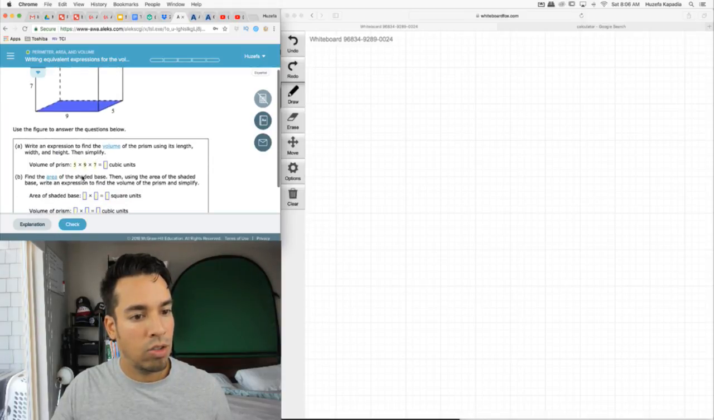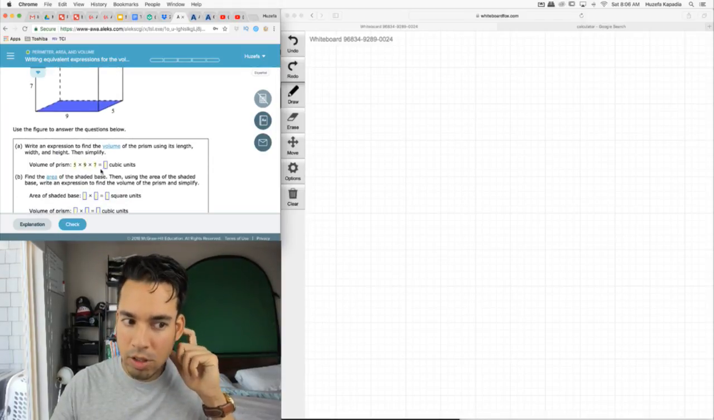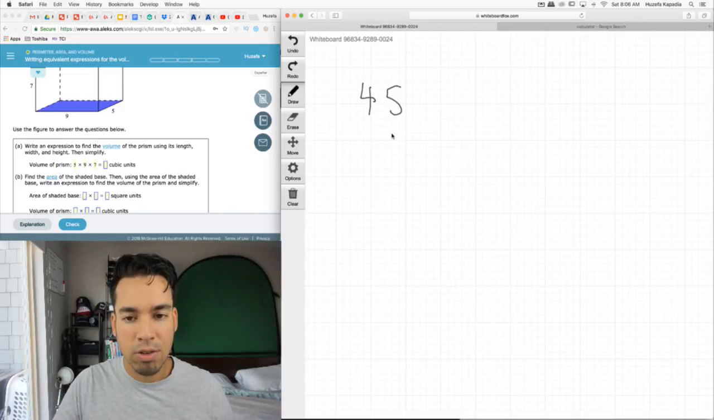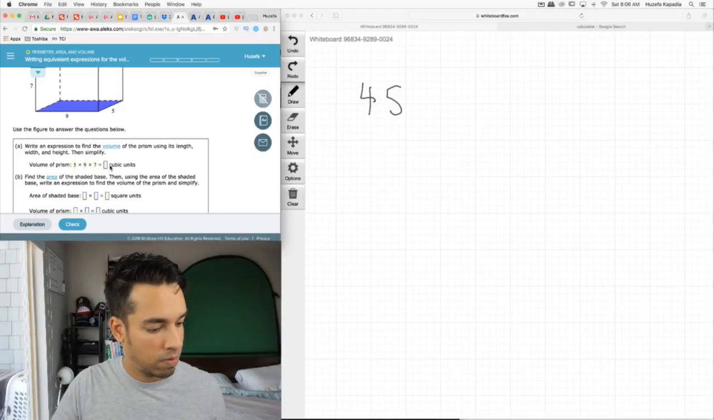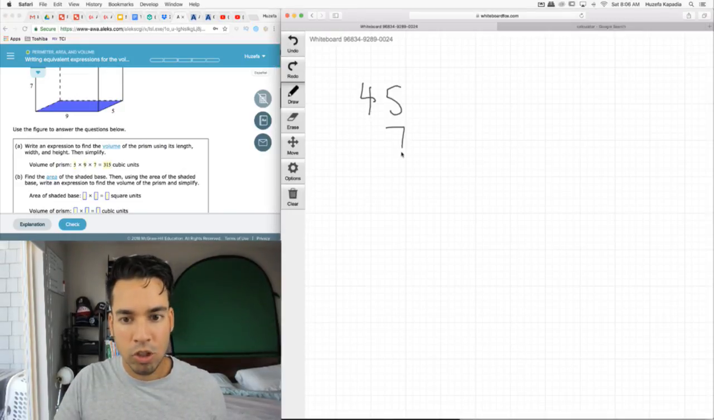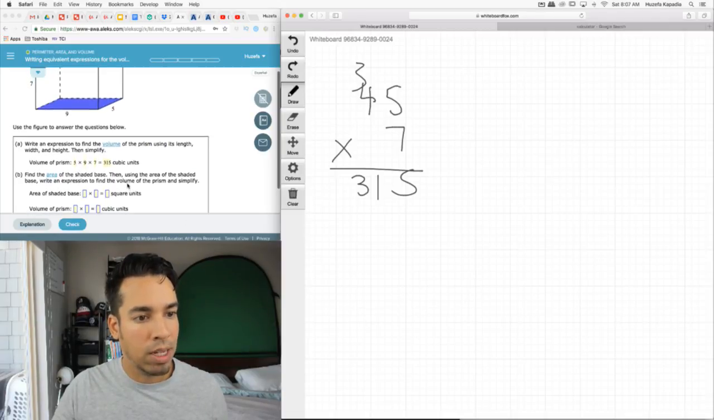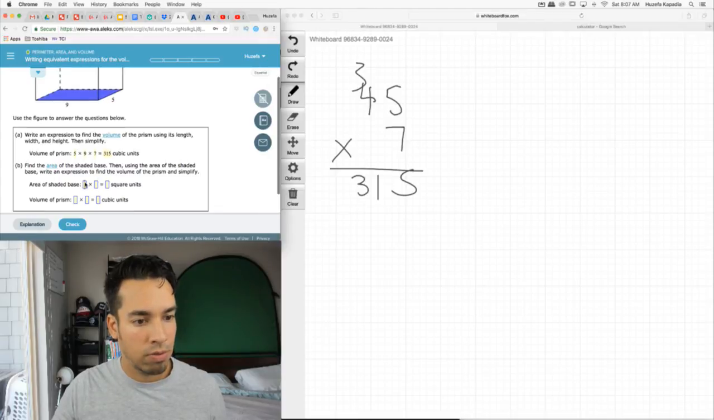And I can do this in my head, I think. So that's 5 times 9 is 45. And then 45 times 7 is 280 plus 35, which is 315. Just to double check. 35, 28, 31. Okay, so it's 315. Next, find the area of the shaded base. The area of the shaded base, well, it's 5 by 9. So 5 times 9 equals 45.